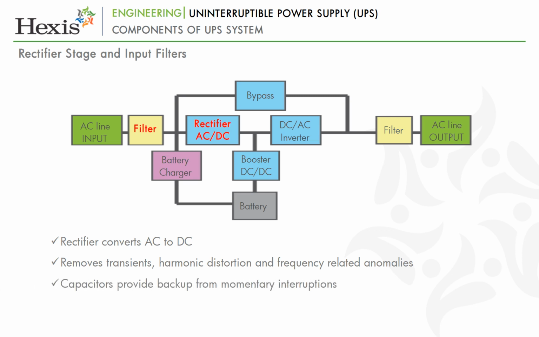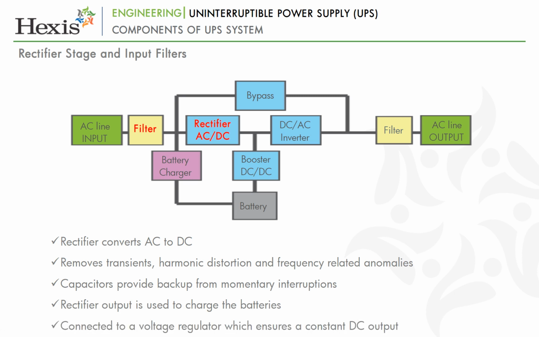The capacitors in the filter circuit also provide some backup for momentary interruptions in the main supply, thus avoiding switching over to batteries. The rectifier output is also used to charge the batteries. The DC voltage is then passed on to a voltage regulator, which ensures a constant DC output irrespective of minor fluctuation in the mains voltage.